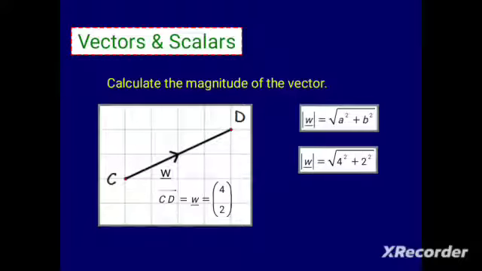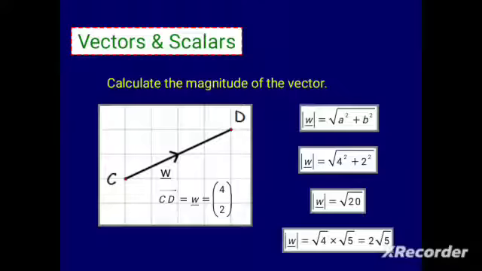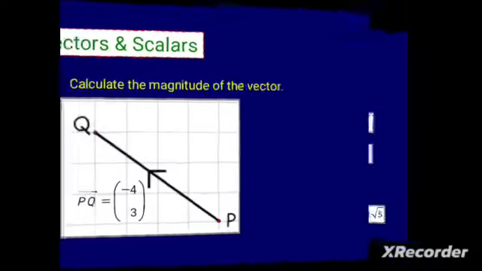So the magnitude of vector w will be the square root of 4 squared plus 2 squared. That will be root 20, and this is a surd, which we can also simplify. So the magnitude of vector w is equal to root 4 times root 5, and root 4 is equal to 2. So we have the magnitude of vector w to be 2 root 5. Just as simple as that.